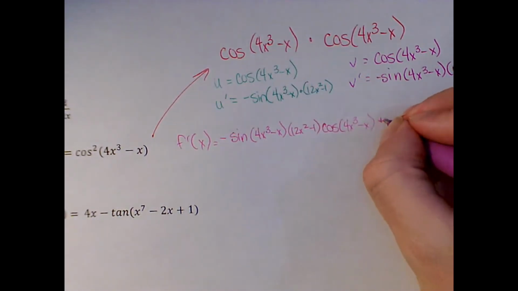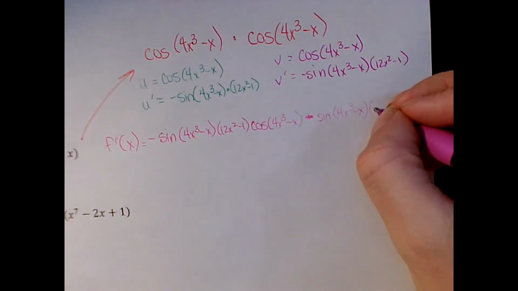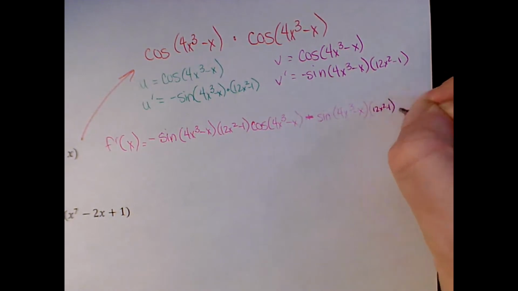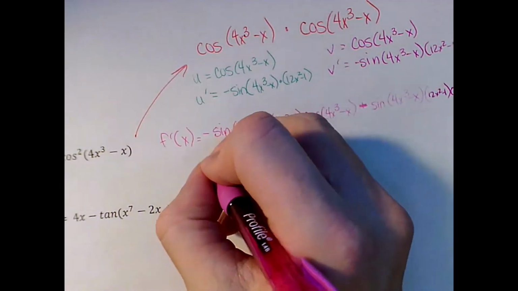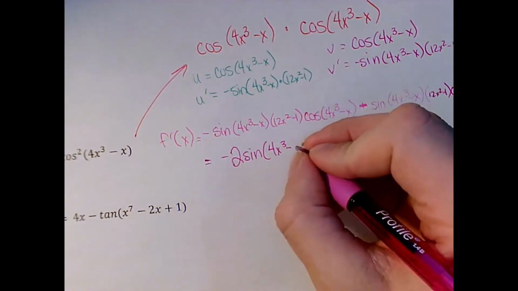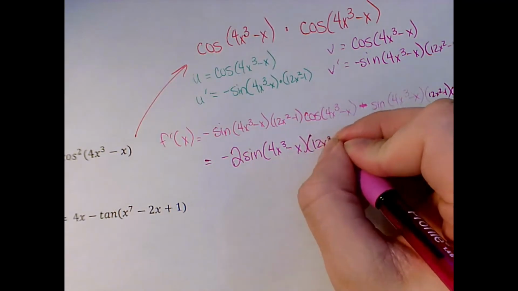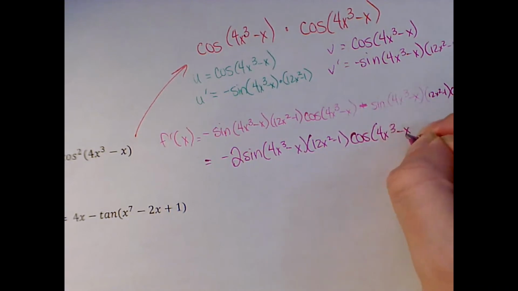So I'm going to actually make that minus sine 4x cubed minus x, 12x squared minus 1, times cosine 4x to the third minus x. So I have minus blah, blah, blah, minus the same blah, blah, blah, which gives me negative 2 of those blah, blah, blahs. Sine 4x cubed minus x, 12x squared minus 1, cosine 4x cubed minus x.